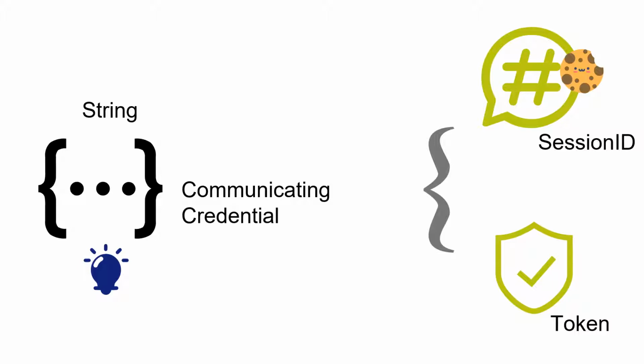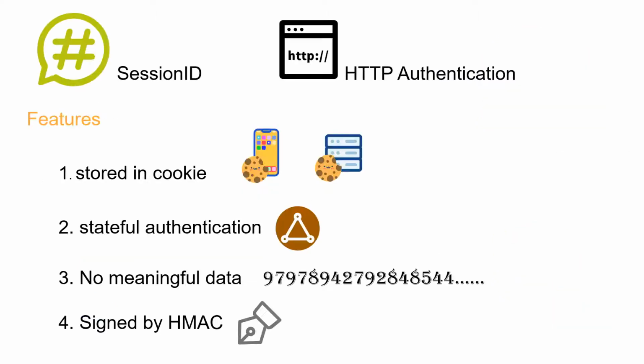There are two main types of strings. One is called session ID, which is stored in cookies, and the other is token. Today, by introducing the scheme of these two kinds of credentials as well as their main advantages and drawbacks, one improvement of token is also going to be presented. The first login credential is session ID, and it represents HTTP authentication.